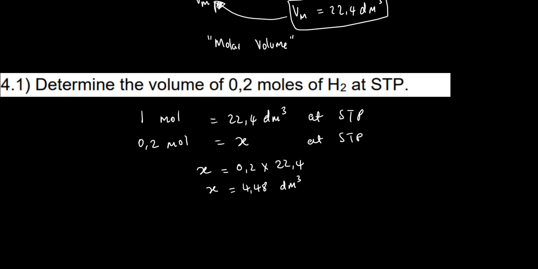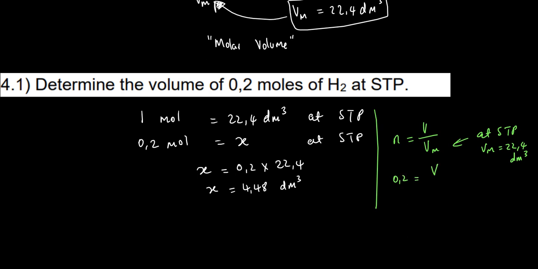You can simply say, since we're working at STP, we say n is equal to V over Vm. Remember, at STP, Vm is equal to 22,4 decimeter cubed. So you then say, okay, the moles is 0,2. I don't know how much volume it occupies, but I know that the molar volume is 22,4 at STP.